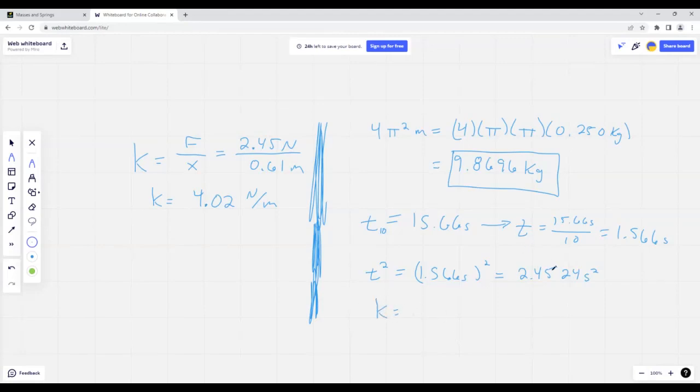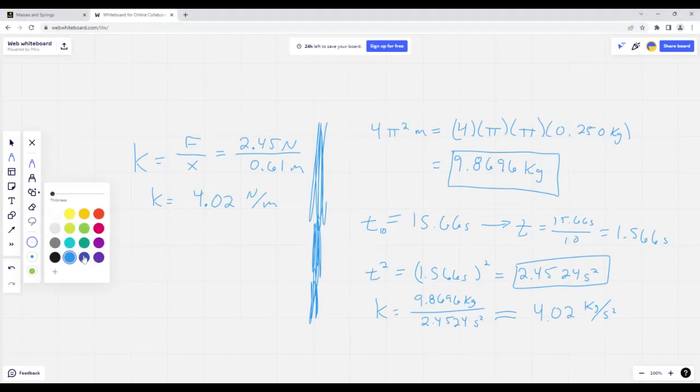So taking these two values and dividing them out, we get 9.8696 kilograms divided by 2.4524 seconds squared. And then, plus or minus a little bit of rounding, it comes out to 4.02, and the units go to kilograms per second squared. So the number matches, 4.02 compared to 4.02. That's great news. But it looks kind of weird when we look at the units here.